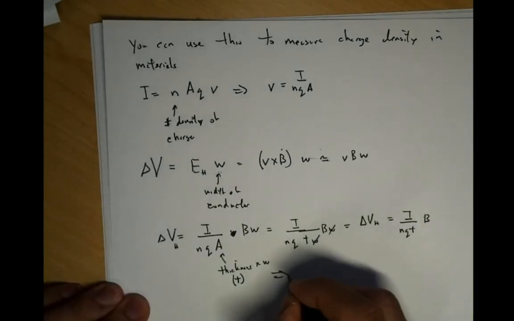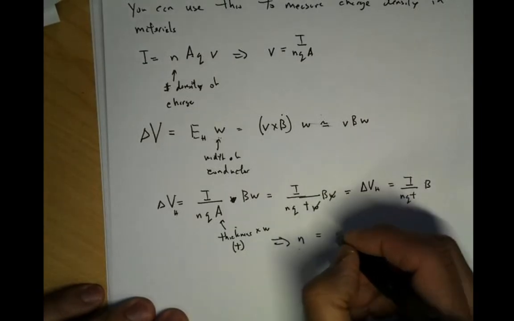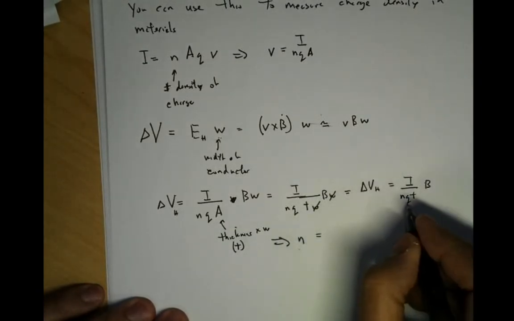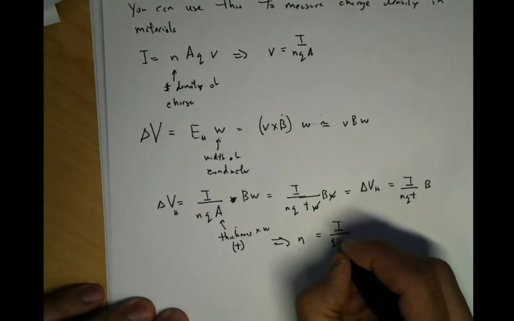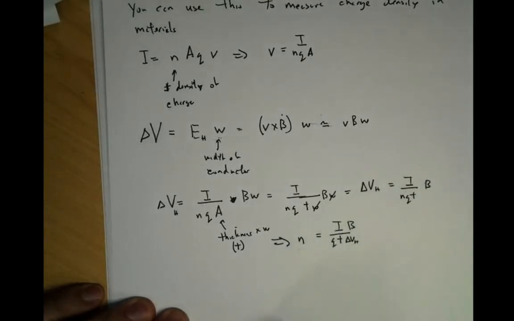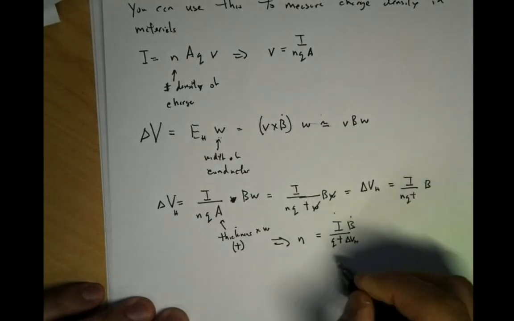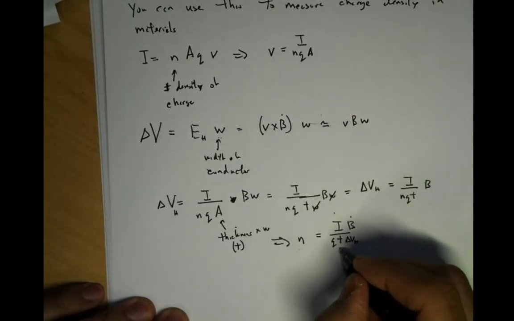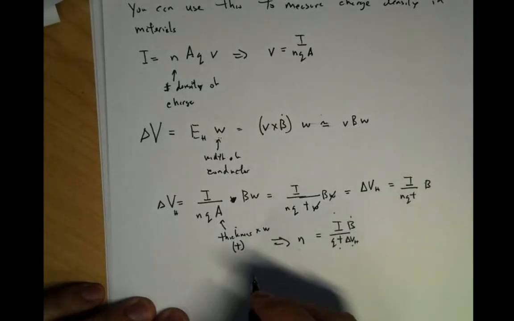Or in other words, basically, the number density of charges is equal to, flip this on top, I B over Q T delta V_H. B is something you set, current is something you put in, T is something you measure, the thickness of the wire, and delta V_H is something you can also measure, basically by measuring the voltage across that thing.